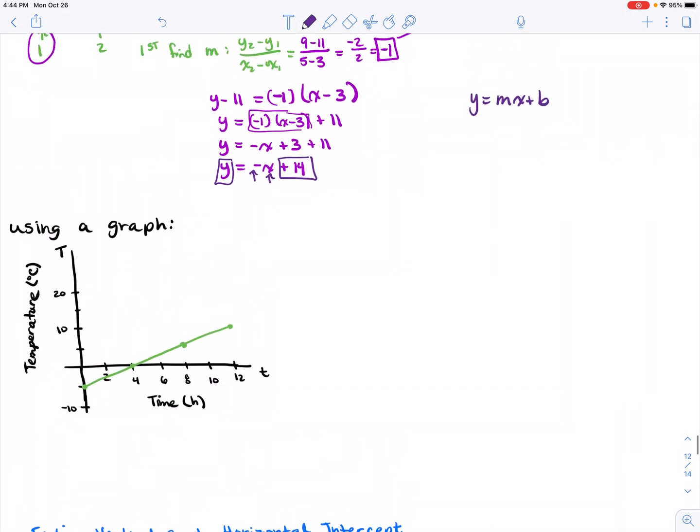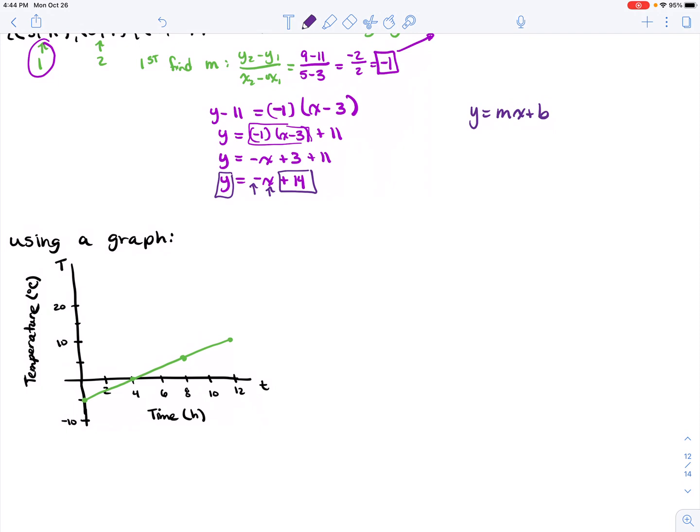Now, what happens if I'm given just a graph, and it's got points marked on it? This graph does. How am I going to deal with it this way? Well, the first thing I'm going to do is look at my points. I have a point here, here, here, and here. So this one's 12 and 10. I have 8 and 5. I got 4 and 0, and then I have 0 and this is at minus 5.